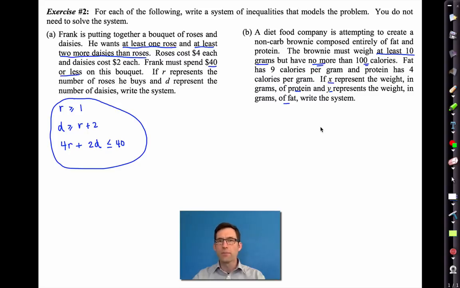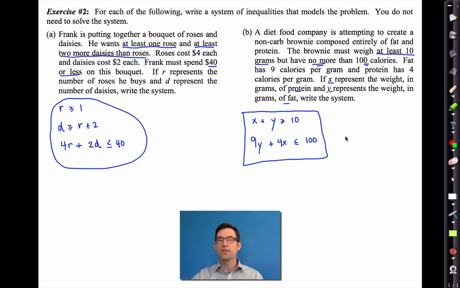Well, it's got to weigh at least 10 grams. So if we take the weight in protein and the weight in fat and add them together, that's got to be greater than or equal to 10 grams. But it can't have more than 100 calories. Well, how would we get the calories? We'd take 9 calories per gram of fat and multiply by its weight in fat, that's Y. And then we'd take 4 calories per gram for the protein and multiply it by how many grams of protein we have, which is X. And that's got to be less than or equal to 100.